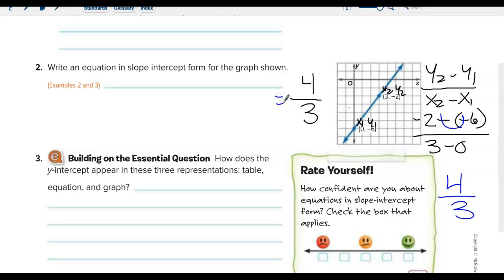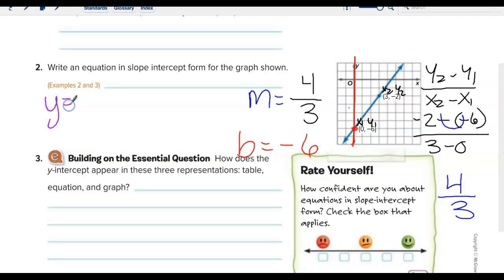What letter represents slope? M. How do you find the y-intercept? It's the first point on the graph. But that's not the definition of y-intercept. How do you know it's the y-intercept? It's on the y-axis, right? So right here's my y-axis. That line meets the y-axis right there. So what is the y-intercept? Negative 6, and that is what letter? B. Okay, so to write your formula is what?